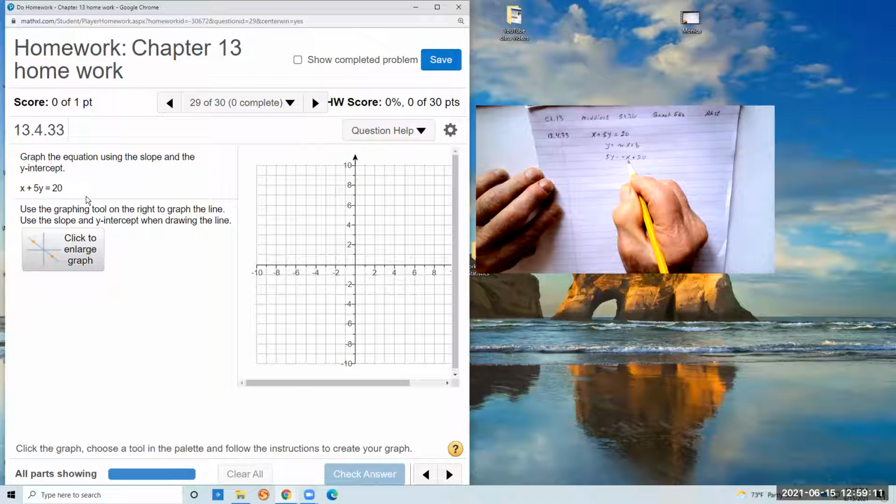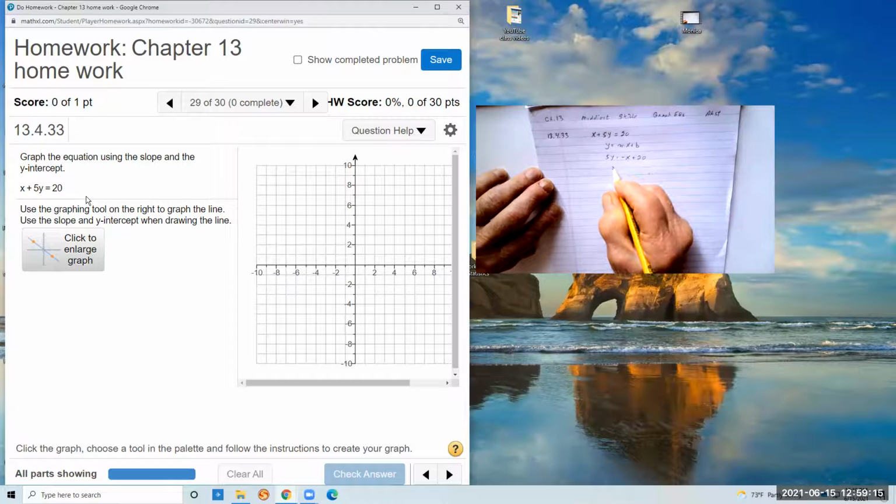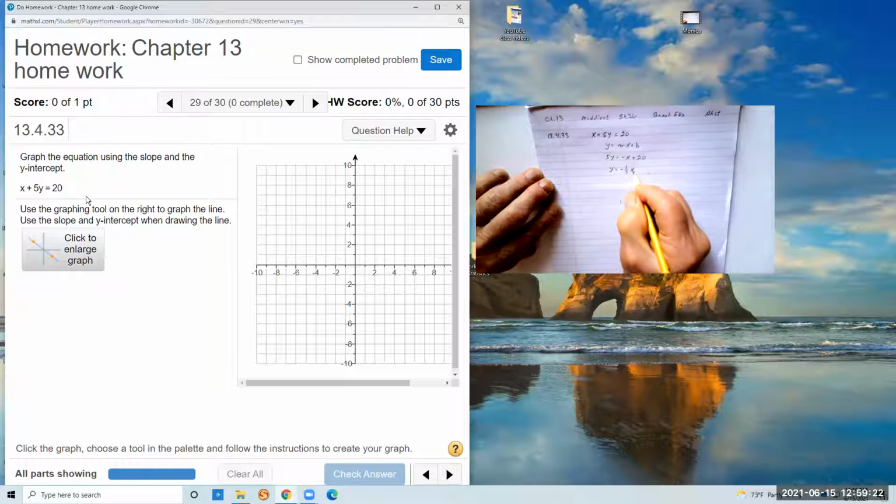I like to put the x term first to coincide with the mx. Divide both sides by 5, each term. So y is equal to negative 1/5 x plus 5 into 20 is 4. So the plus 4 is the b value. The slope is what multiplies the x. So the slope is negative 1/5.